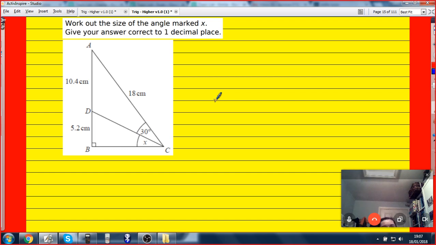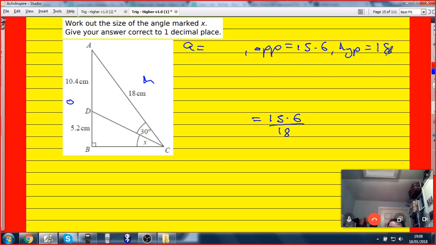Okay. So would you do, so you know the H and the O. Yep. But you have to add 10.4 and 5.2, don't you? Yep. So then that would be 15.6 over 18. Okay. Wait, what am I using?